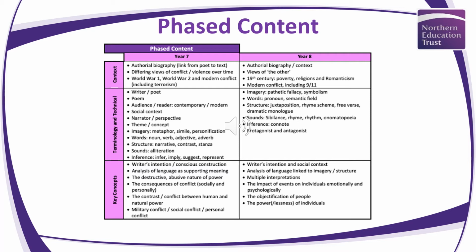The idea of the destructive, abusive nature of power, and that's probably the key theme that runs across every text that we do throughout our entire 7 to 11 curriculum. The idea that power, in all its various forms, functions in lots of different ways, but that many of the impacts of it can be, as it says here, destructive and abusive, and the interpersonal aspects of that. The consequences of conflict is a key one, both socially and personally. Looking at the contrast and conflict between human and natural power is a major area as well, which we'll see again throughout our texts, and different forms of conflict, the military, the social, and the personal. So there are all things that you'll have seen a lot of already in the Shakespeare texts, but you'll find in these poems, and that also help us to link beyond the poems to future topics and to future years.